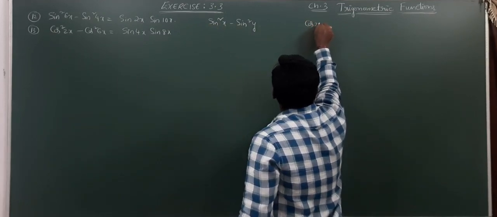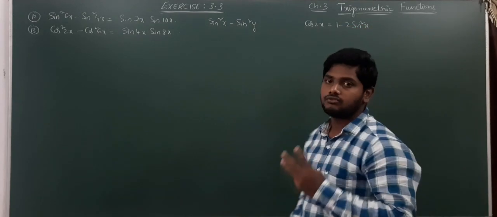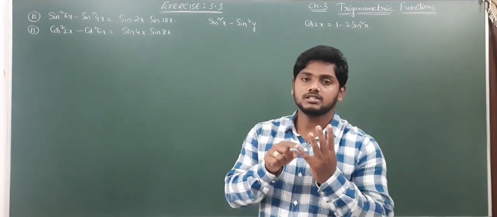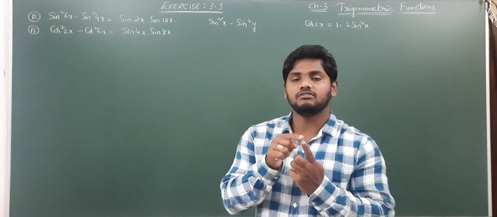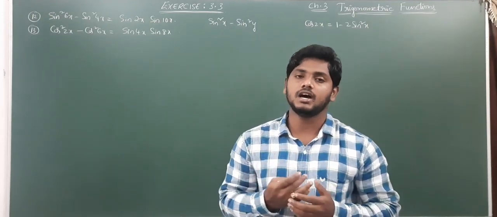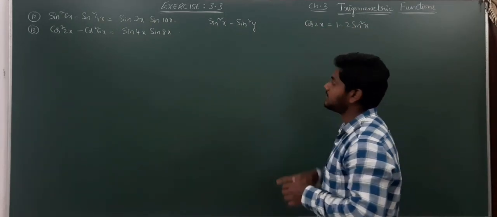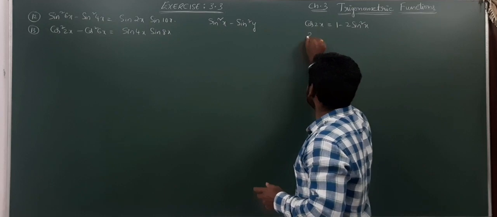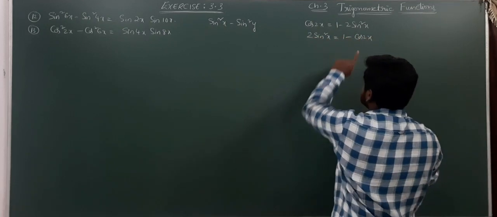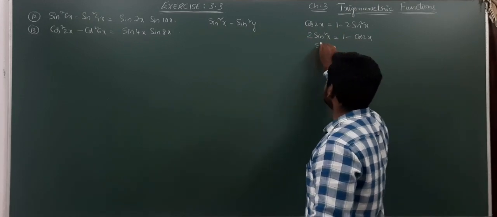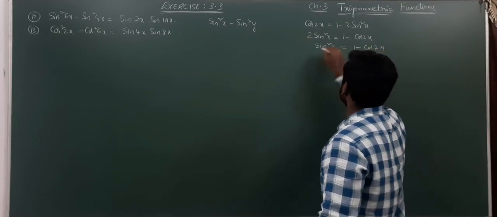We know that cos 2x equal to 1 minus 2 sin square x. So cos 2x has four formulas, right? One is cos square x minus sin square x, 2 cos square x minus 1, 1 minus 2 sin square x, and 1 minus tan square x by 1 plus tan square x. Based on our need, we will use the formula. So here I will consider cos 2x equal to 1 minus 2 sin square x. You bring this 2 sin square x to this side, so it will become 1 minus cos 2x, and again you bring 2 to this side. So it will become sin square x is equal to 1 minus cos 2x by 2.